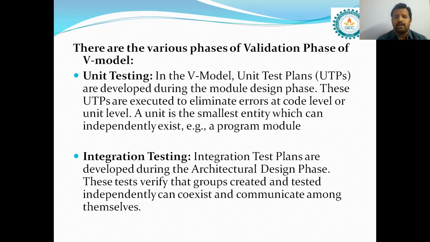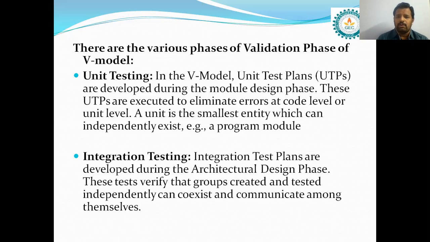After coding of each and every unit, UTP stands for unit level plans, right? In the V-model, unit level plans are the plans developed during the module design phase. These unit level plans are executed to eliminate the errors at code level or at the unit level.